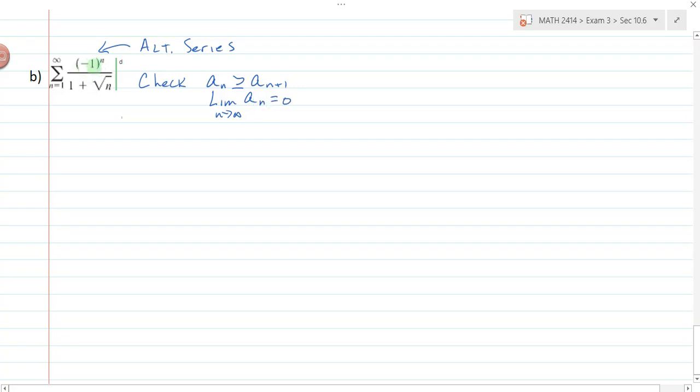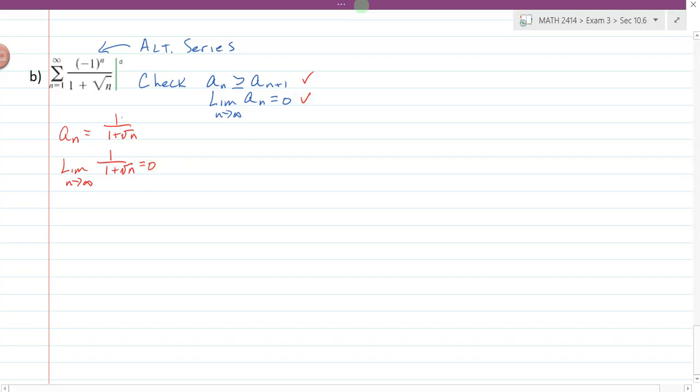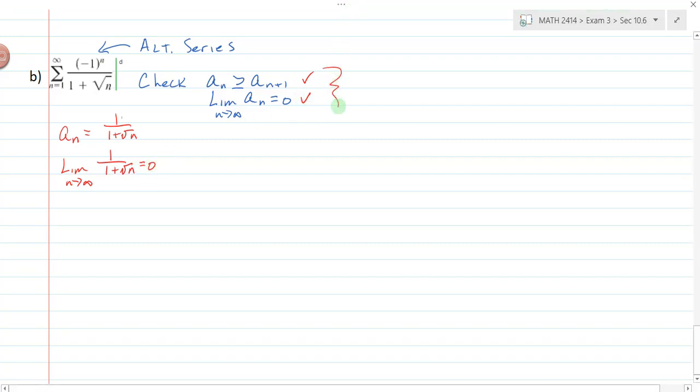Discounting that -1 raised to the power, a sub n here is going to be 1 over 1 plus the square root of n. As n gets bigger, the value of this denominator gets bigger, which means that the terms will be decreasing. So that condition is satisfied. Furthermore, the limit as n approaches infinity of 1 over 1 plus the square root of n is 1 divided by infinity, and that is equal to 0. So this condition is satisfied, which means that we have a convergent alternating series.